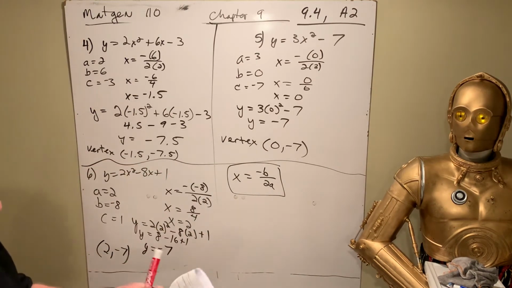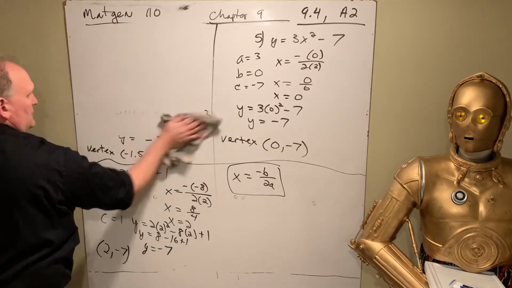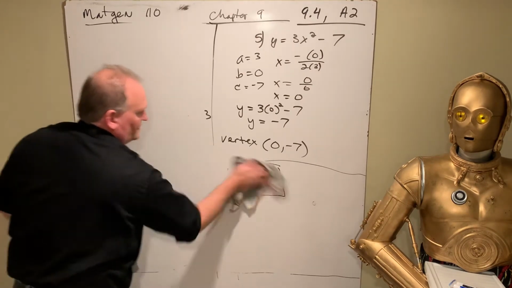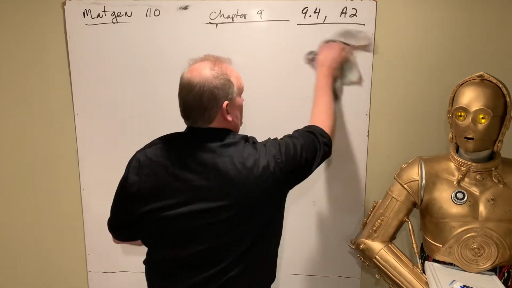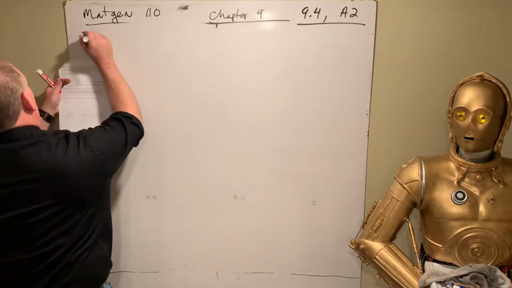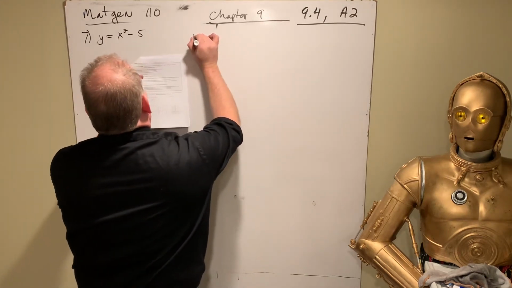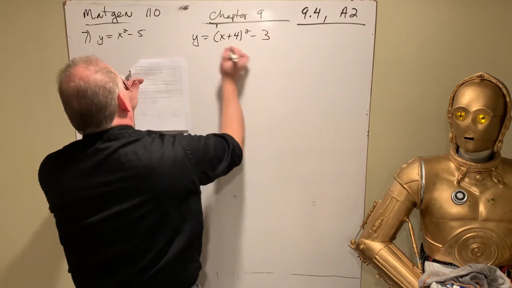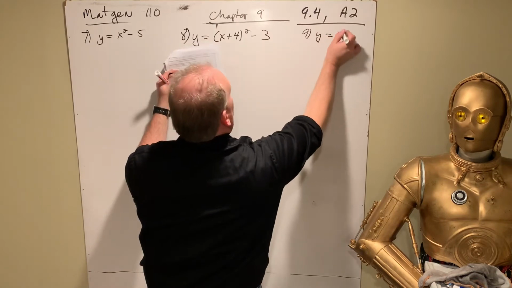Then they have some matching problems here. We'll go super fast. So if you just know something about the picture, so look, we've got y equals x squared minus 5. We got y equals x plus 4 squared minus 3. And we've got y equals x squared minus 1.